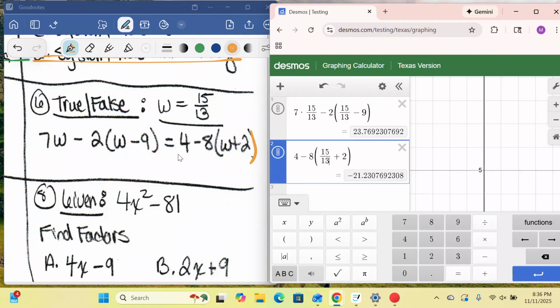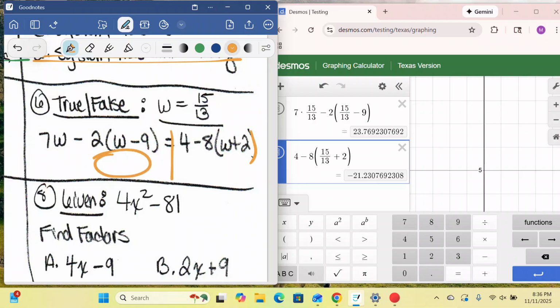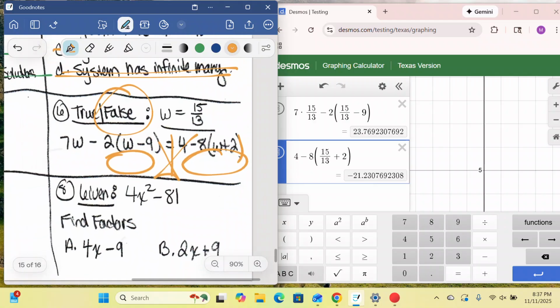Once again, this side is not equal to this side. So once again, this side is 23.769. And this side is negative 21.230769. So they are not equal. This is wrong. So it is a false statement. So once again, it is a false statement. So once again, it's just a matter of checking it on Desmos.